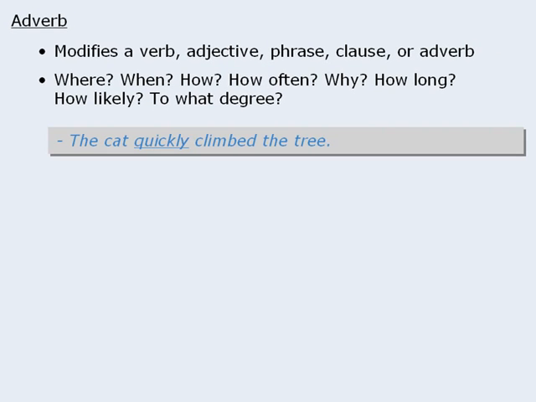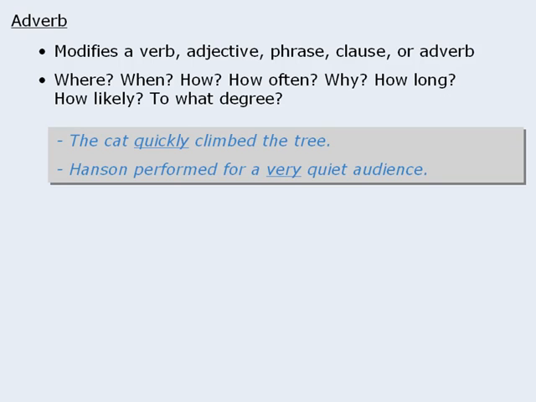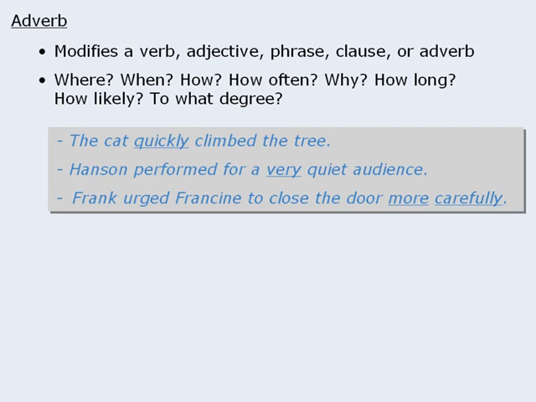Let's look at some examples. In the sentence, "The cat quickly climbed the tree," the adverb quickly modifies the verb climbed by telling us a little bit more about how the cat climbed. In the sentence, "Hansen performed for a very quiet audience," the adverb very modifies the adjective quiet. It tells us the degree to which the audience was quiet. How quiet? Very quiet.